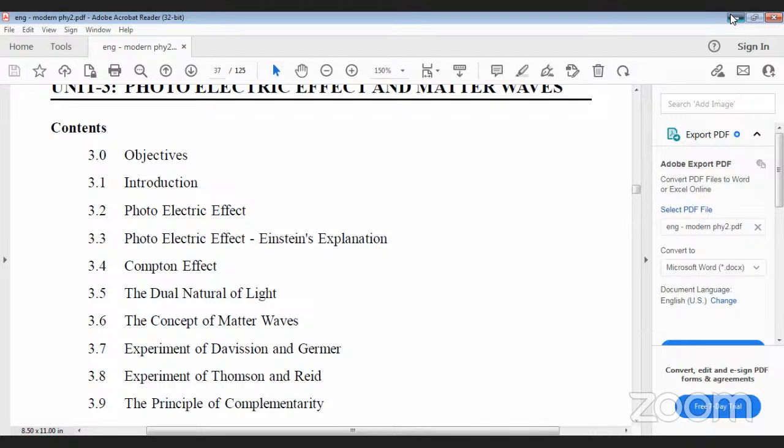Photoelectric effect. So who proposed this photoelectric effect? The greatest revolutionary.